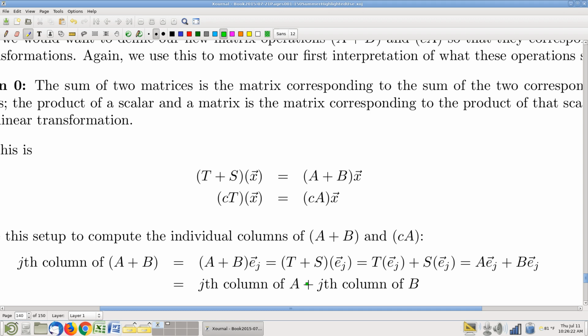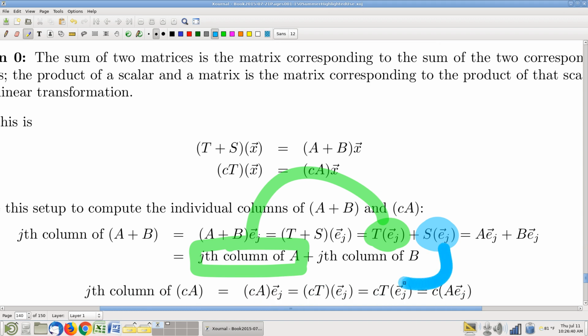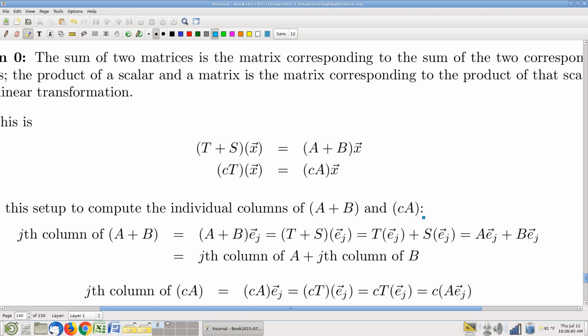And now, what is this thing? That is an image of a standard basis vector. That's the jth column of A. And likewise, what is this thing? Well, it's an image of a standard basis vector. That is the jth column of B. And so, unavoidably, once you decide that you want to define matrix addition motivated by copycatting addition on linear transformations, the column of the sum is the sum of the individual columns.